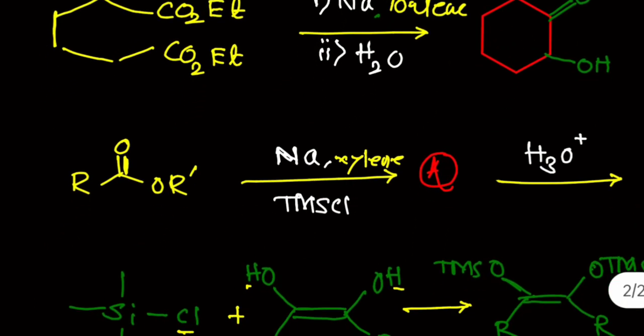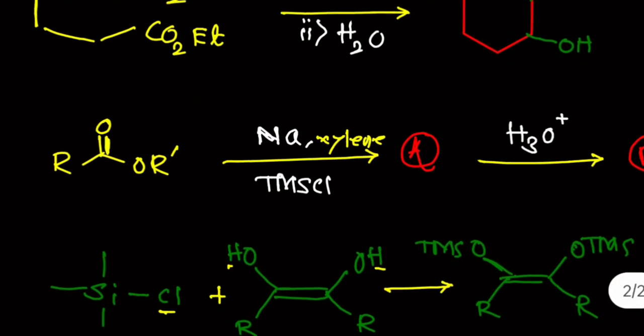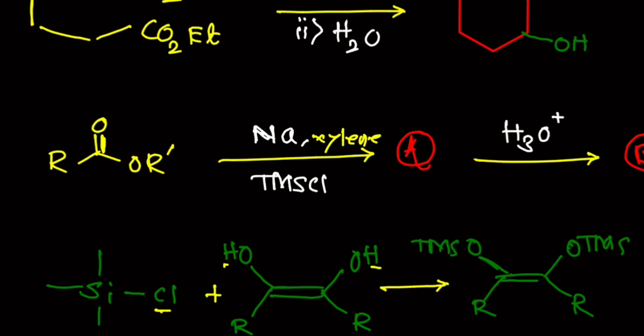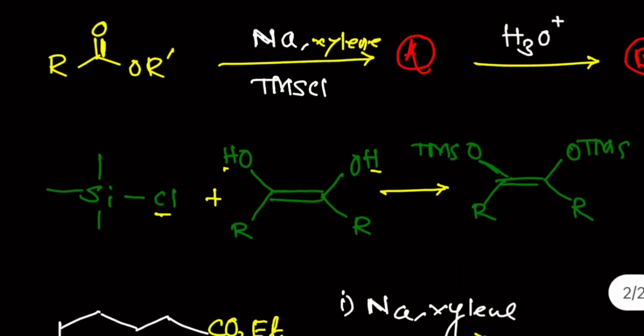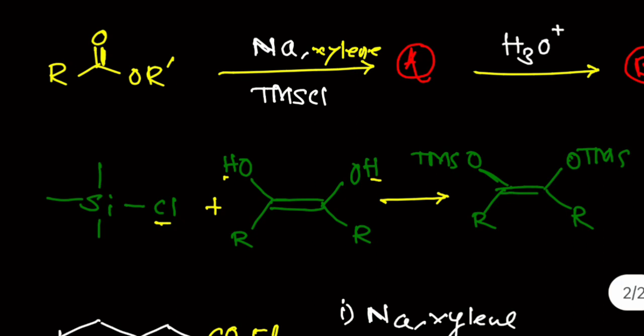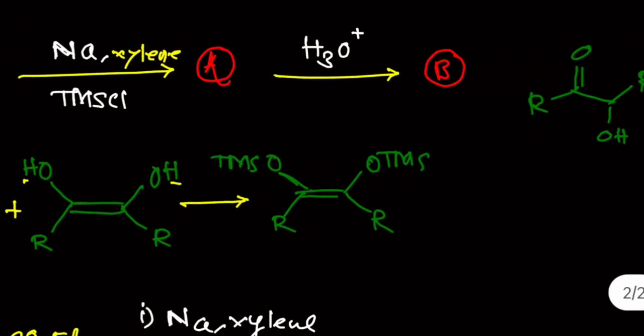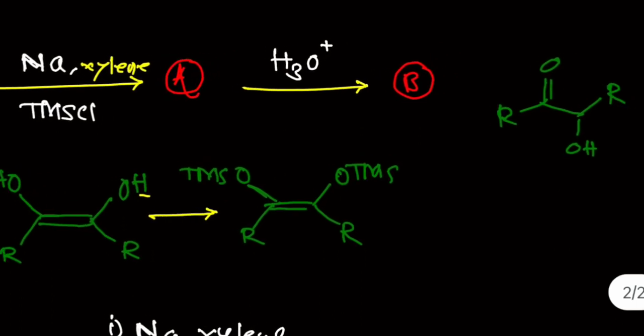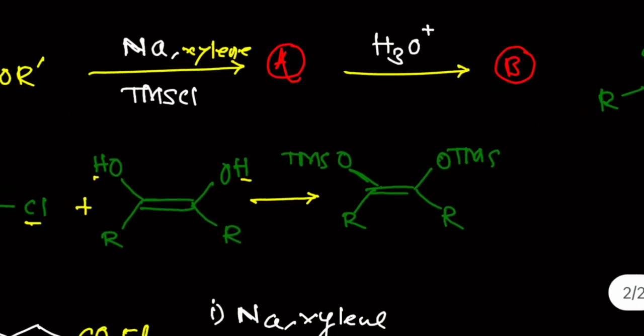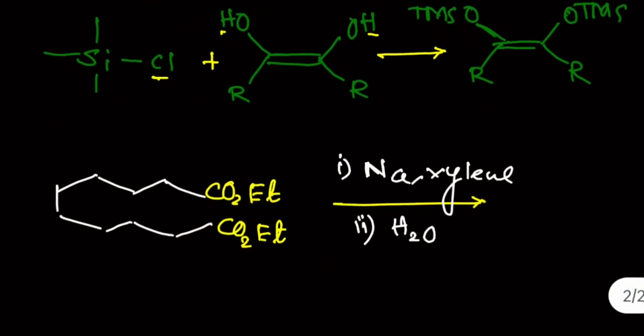Second example is where the ester is given in the presence of sodium and xylene along with TMSCl. What is TMSCl? The reaction is given here. TMSCl is trimethylsilyl chloride, and whatever vinyl diols are formed, those OH groups will be protected by TMSCl and undergo cleavage in the presence of a weaker nucleophile, and will form a product that is called alpha hydroxy ketone. So this is a modified type of the reaction. Another example is also given.